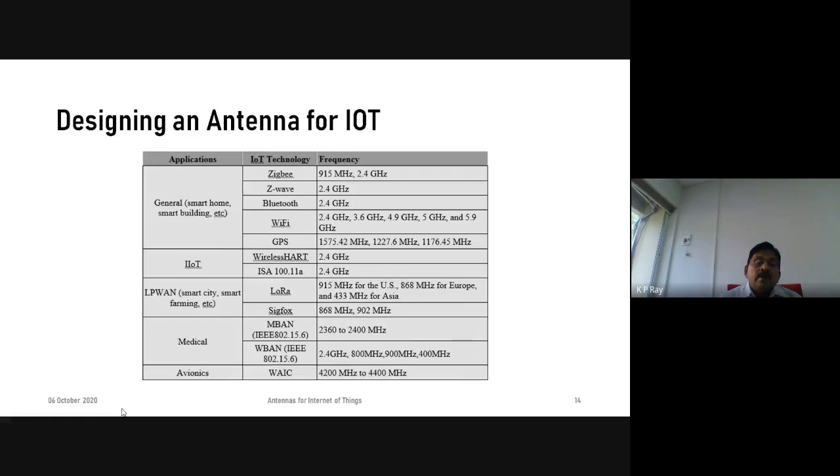Like that, for wireless area networks you have various frequency bands. There are also medical applications of IoT, so these frequency bands are used for that. These are allocated by WPC. WPC means Wireless Planning Commission, that is the full form, which came under the Ministry of IT. Now it is the Ministry of Communication. And then for avionics, 4.2 to 4.4 gigahertz are used.